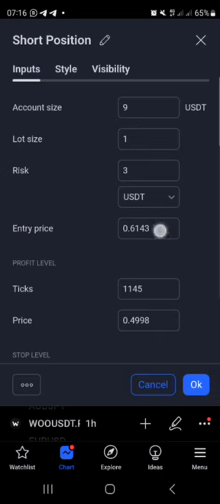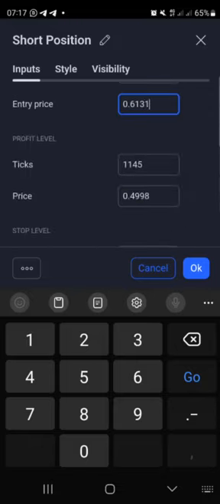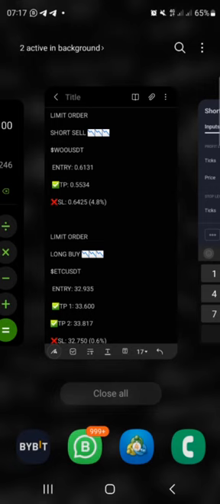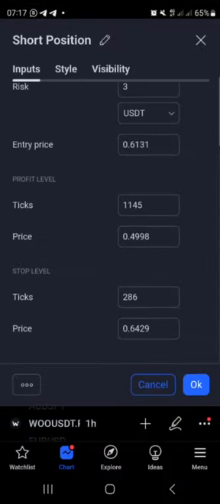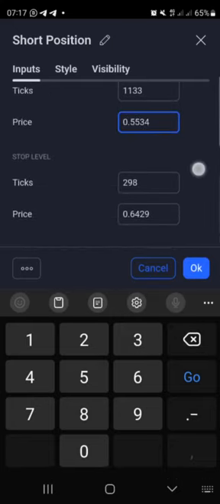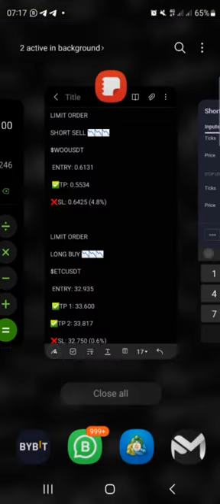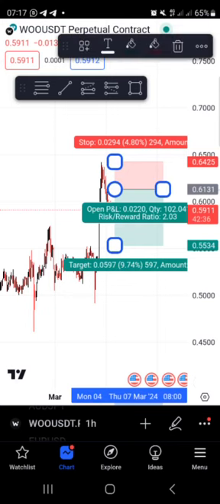First, you want to enter your entry, which is 0.6131. Don't forget your take profit on that trade: 0.5534. You put it there. And your stop loss was 0.6425. Let's check to confirm. Stop loss 0.6425. Just click OK. It automatically aligns your short position diagram to fit the figures that you entered.